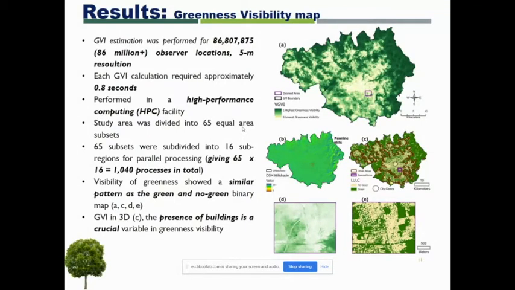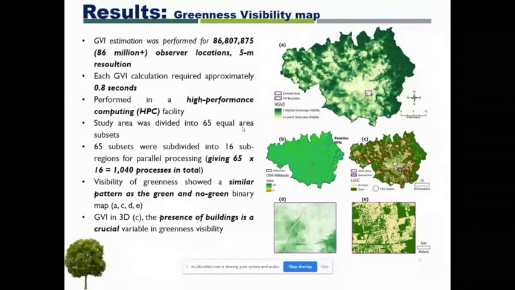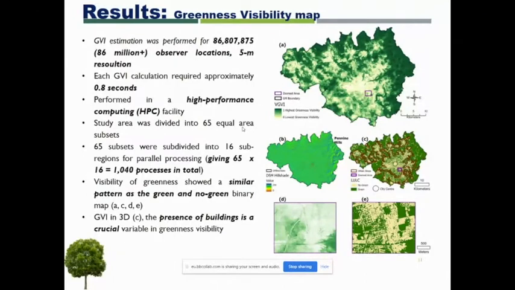But as we're implementing this for 86 million observer locations, we needed high performance computing, and we implemented this in the HPC of the University of Manchester. To perform this task, we subdivided the area into 65 equal subsets, optimized based on the number of subsets we needed, then subdivided each subset into 16 regions for parallel processing. So about 1,040 processes in total were running in parallel.